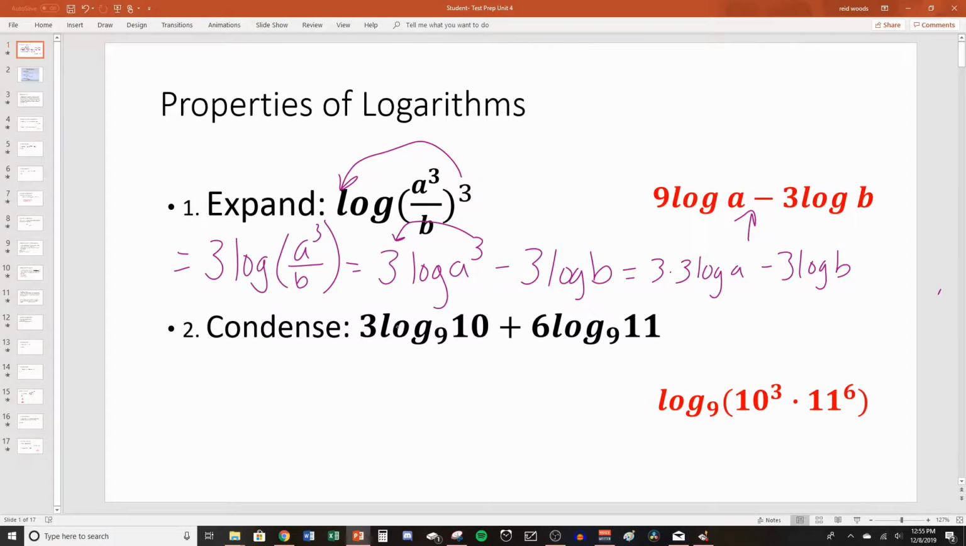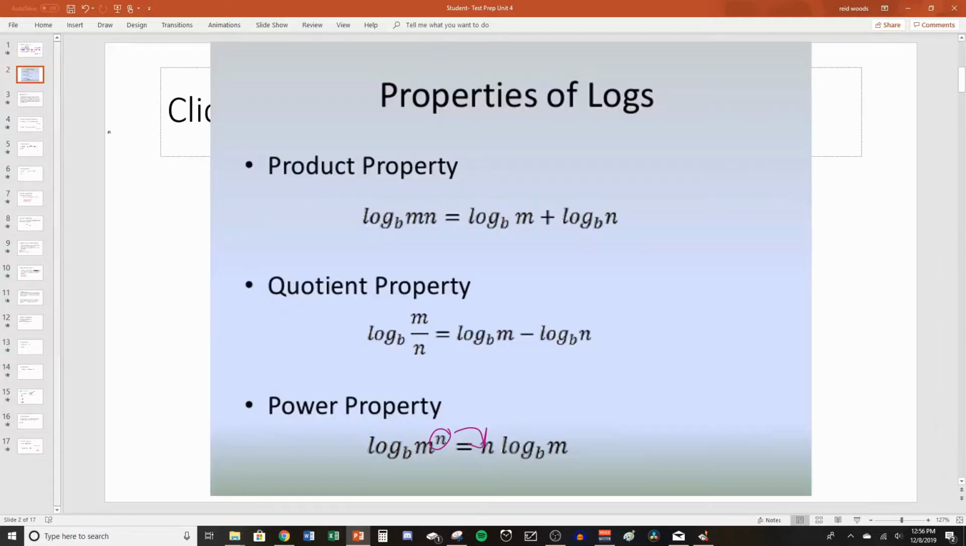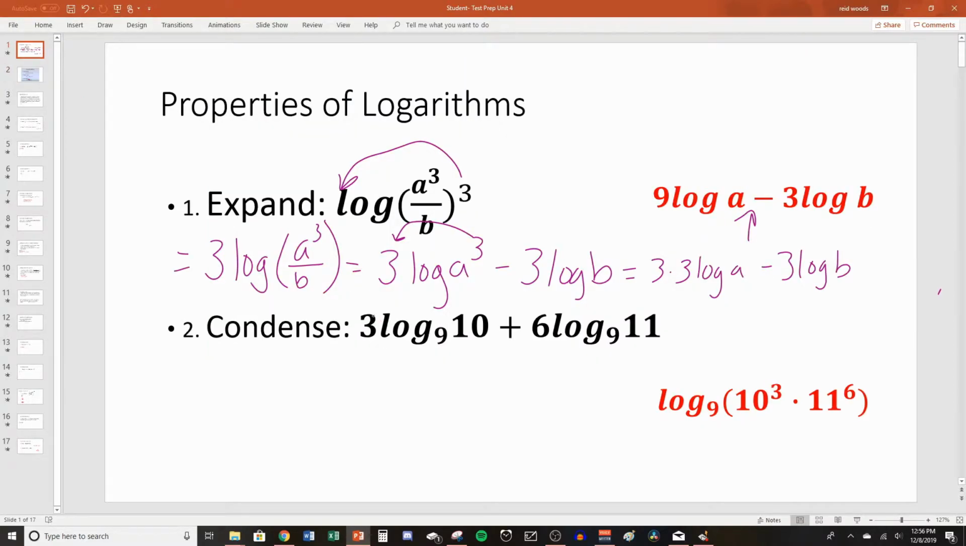Now let's look at number 2. Number 2, we condense. So we're going to make this one look like number 1 originally was, with a few different properties. When you're condensing, the first thing you want to do is use this power property. For this one, we're already in this format, so we're going to go the other direction. We're going to put it into the power. This 3 is going to go to the power here. The 6 is going to go to the power here.